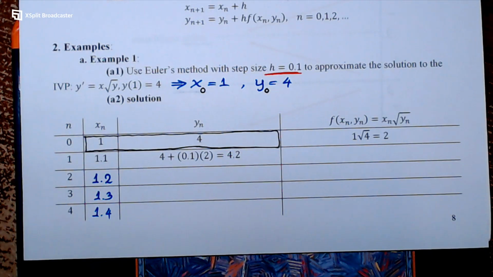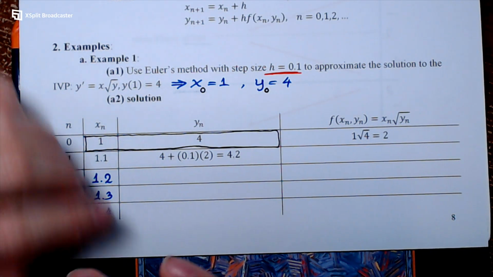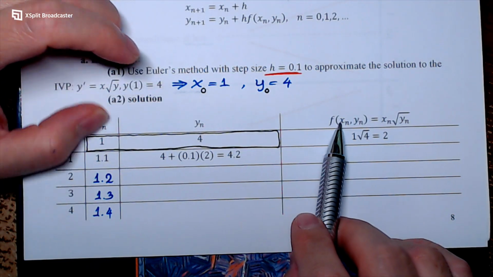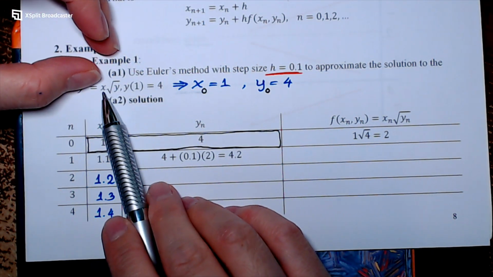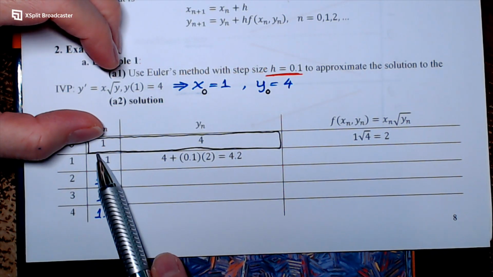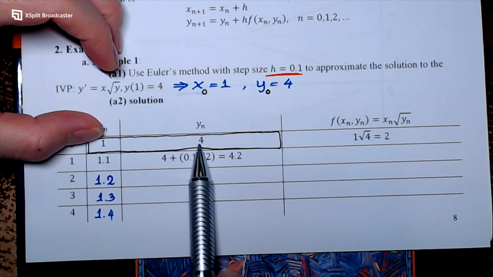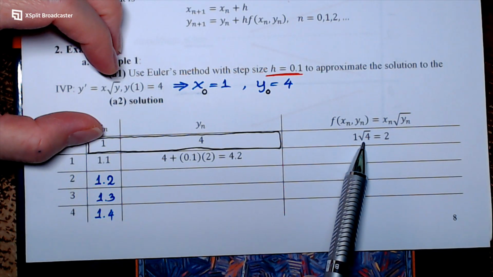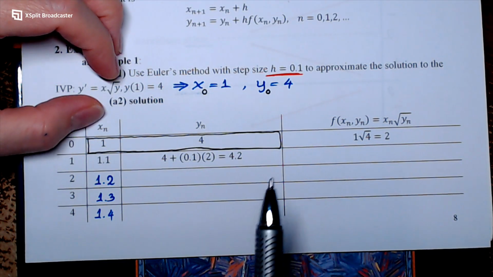Now, the y is the one that we need to update. First we will find the slope. The slope is x times square root of y. Now, if x is 1, square root of y is 4, so 1 times square root of 4 is going to be 2. So the slope is equal to 2.